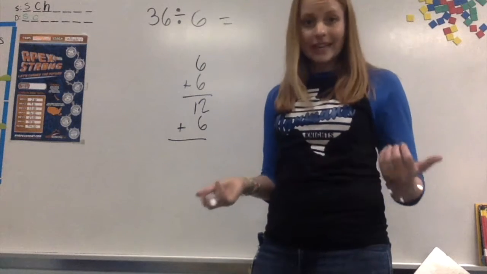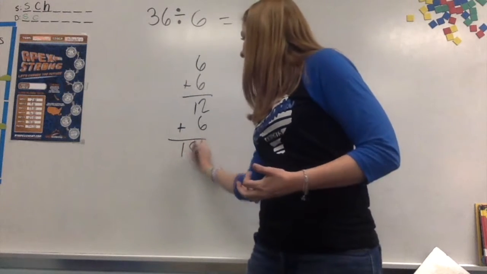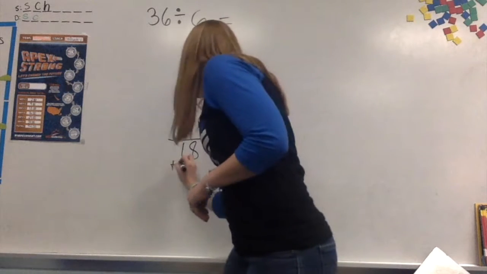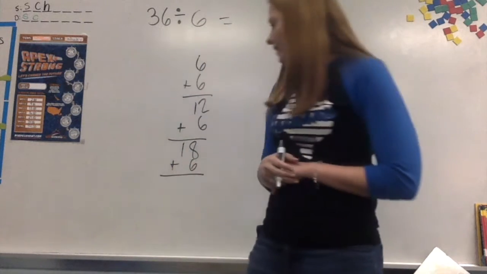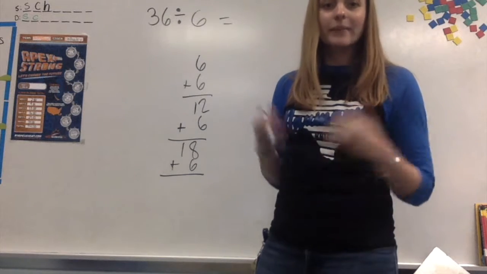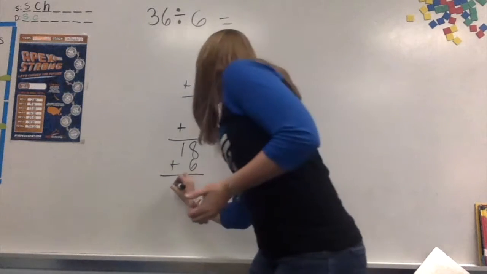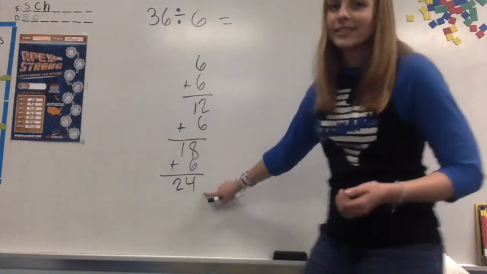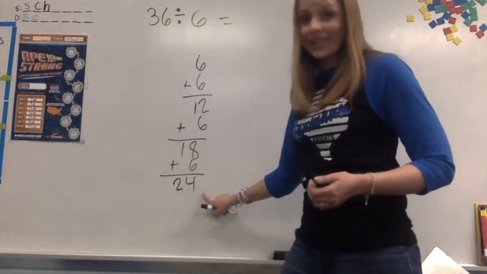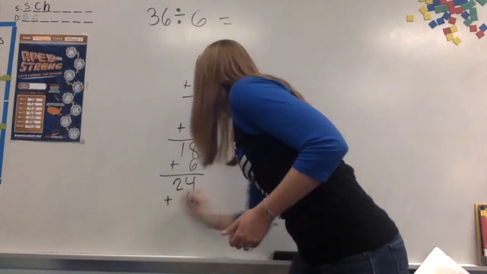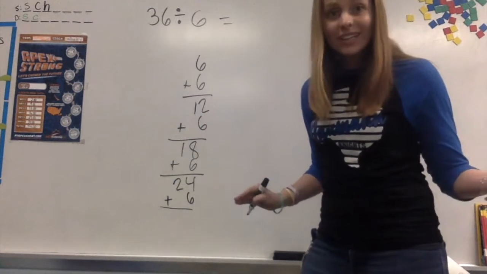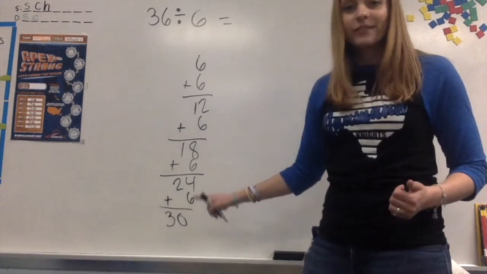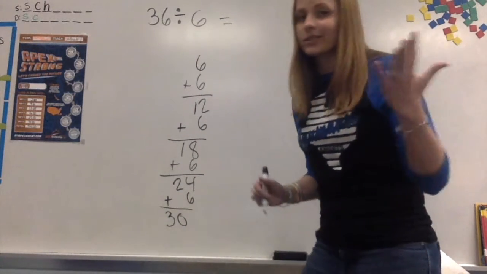12 plus 6 is 18. We've got to keep going. Let's add another 6. 18 plus 6 would get me all the way up to 24. We're not quite there yet, but we're getting close. So 24 plus 6 will get me to 30. I'm almost there. Now my last one, 30 and 6 more. That's 36.